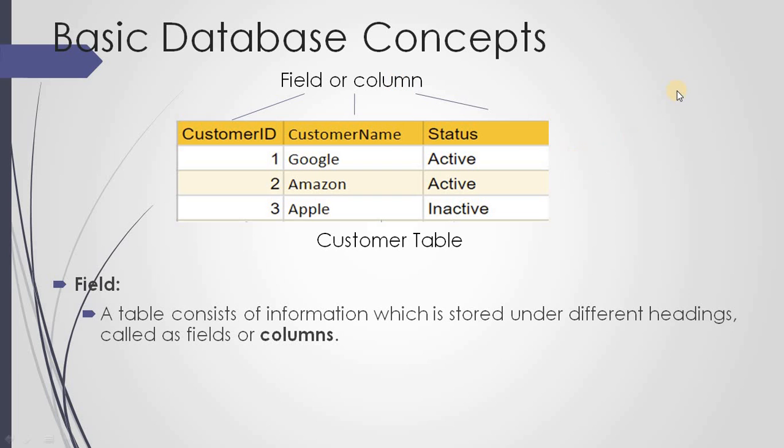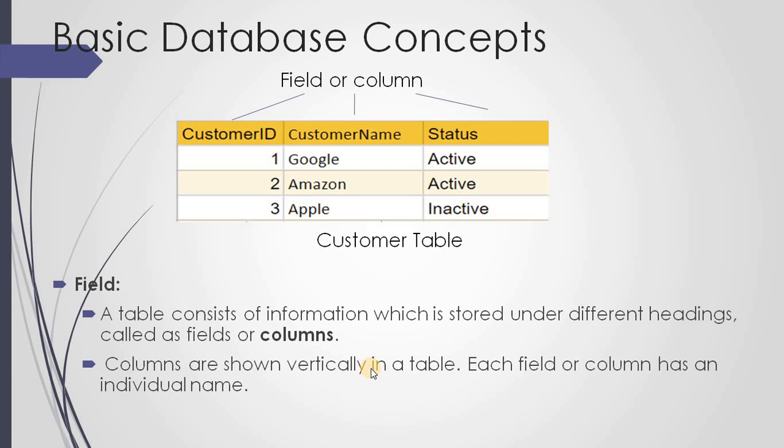A table consists of information which is stored under different headings called fields or columns. Columns are shown vertically in a table. So the vertical customer ID, this is one column. Customer name, this is the second column, and status is the third column. Each field or column has an individual name. Two columns cannot have the same name. Thus, each and every column name is different.